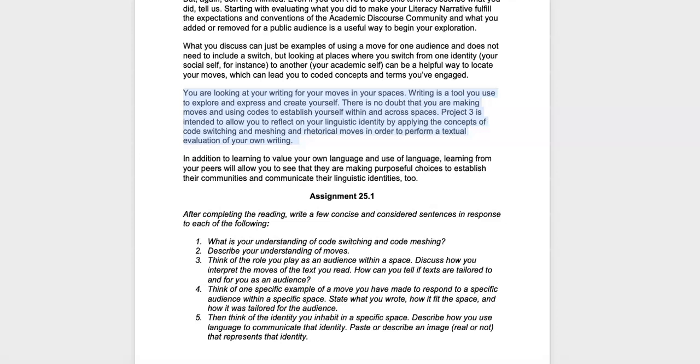Writing is a tool you use to explore and express and create yourself. There is no doubt that you are making moves and using codes to establish yourself within and across spaces. Project 3 is intended to allow you to reflect on your linguistic identity by applying the concepts of code switching and meshing and rhetorical moves in order to perform a textual evaluation of your own writing. In addition to learning to value your own language and use of language, learning from your peers will allow you to see that they are making purposeful choices to establish their communities and communicate their linguistic identities too.